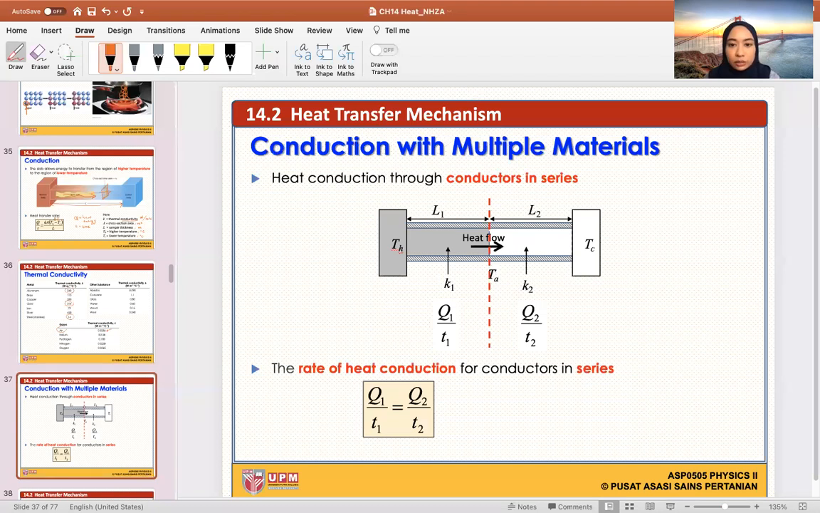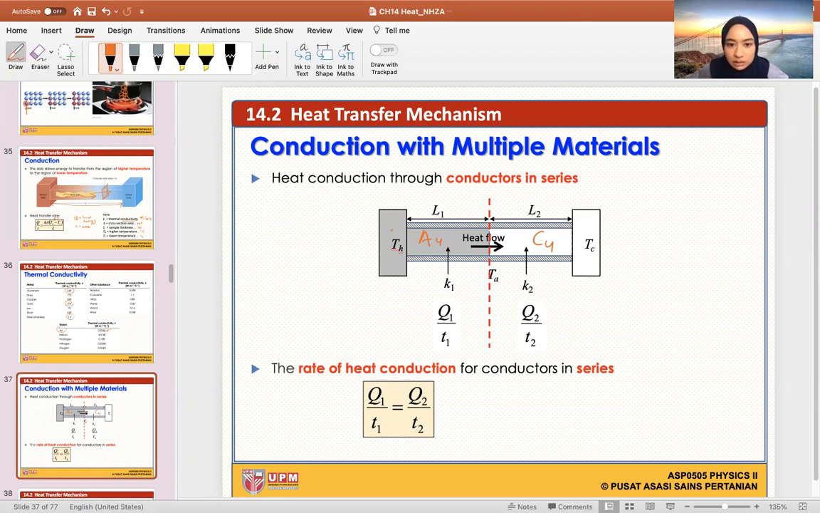So, conduction with multiple materials. I told you K is related to the material. What happens when we have two types of material? Let's say this is gold, Au, and this is copper, Cu, I think. So this is gold and this is copper. They have different Ks. So Au has K1, Cu has K2.